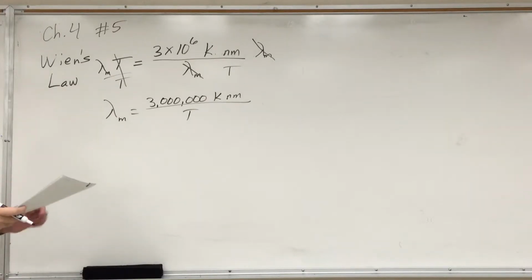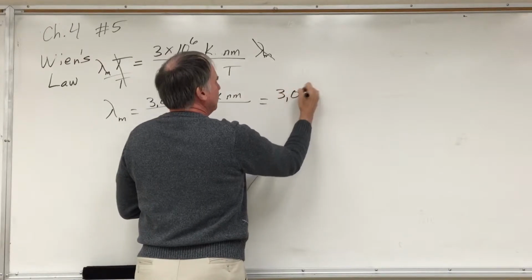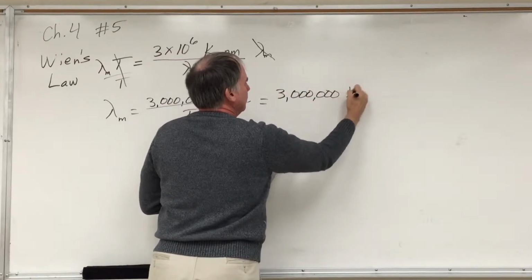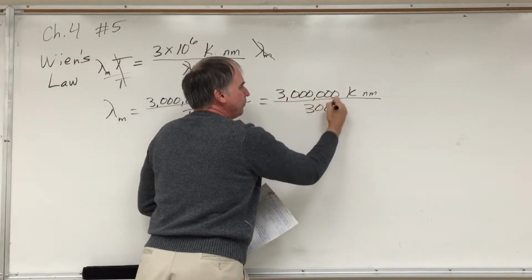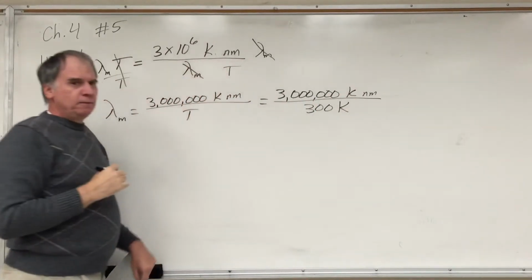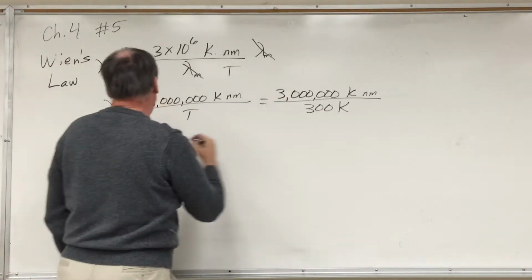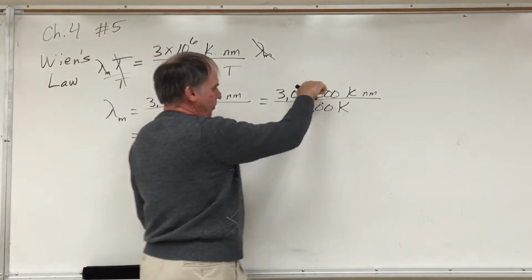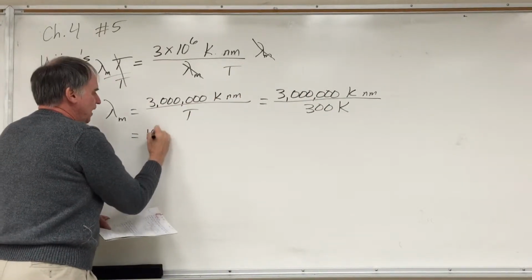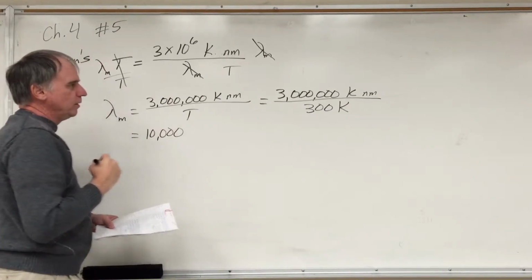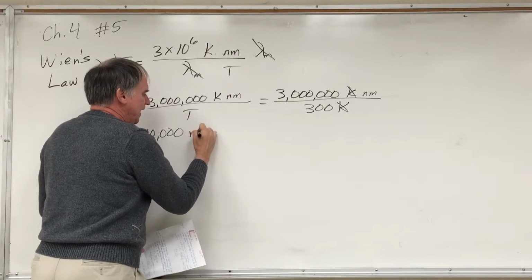In this case, for the body temperature, we put in the given 300 Kelvin. The math is straightforward there. 3 million divided by 300 gives 10,000. The Kelvin temperature units cancel. It's 10,000 nanometers.